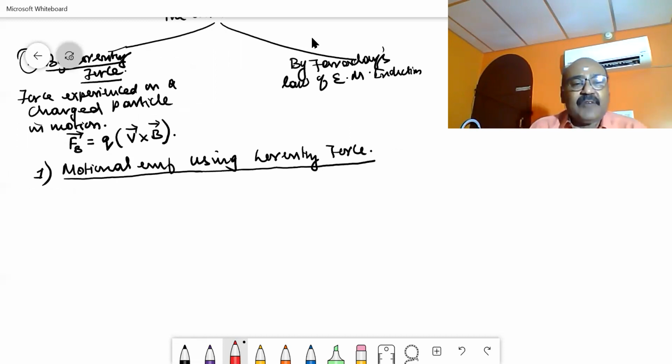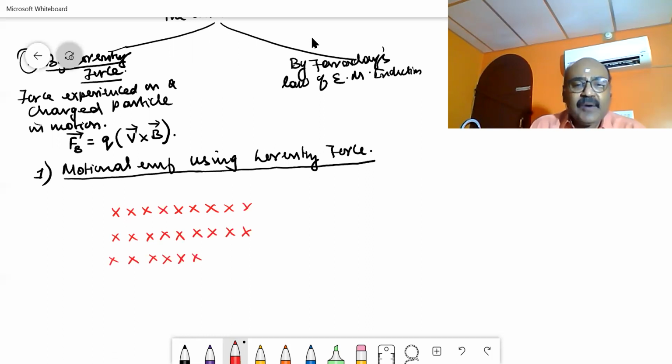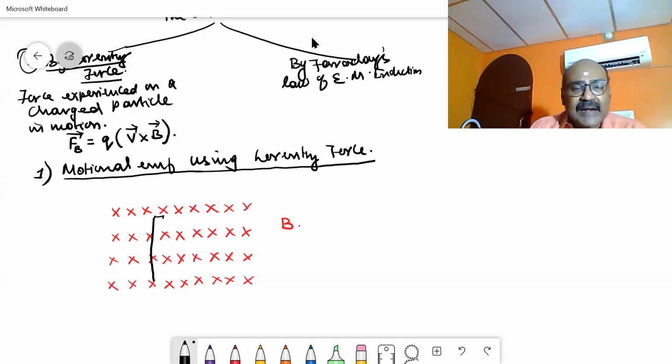A uniform magnetic field acting perpendicular to the plane of the paper and inwards is represented by drawing what? Represented by drawing crosses. So the crosses drawn on the paper indicate a uniform magnetic field acting perpendicular to the plane of the paper and acting inwards. That magnetic field, let us consider it as B. Now, inside this magnetic field, a conductor is being placed, perpendicular to the magnetic field.